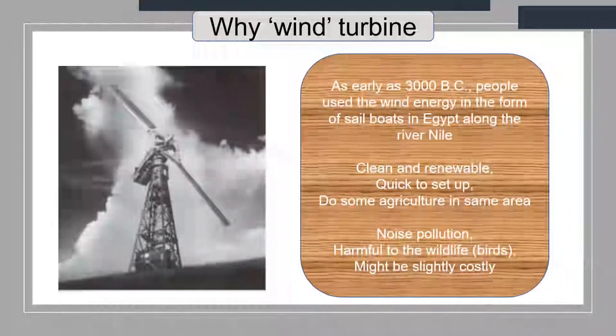I will start with the first question: why wind turbine and not any other kind of turbines? As early as 3000 BC, people used the wind energy in the form of sailboats in Egypt along the river Nile. So it has been in use for a long time. It is clean and renewable. It is quick to set up, and we can also do some agriculture in the same area. But there are some problems also: noise pollution, harm to wildlife like birds, and it might be slightly costly too.